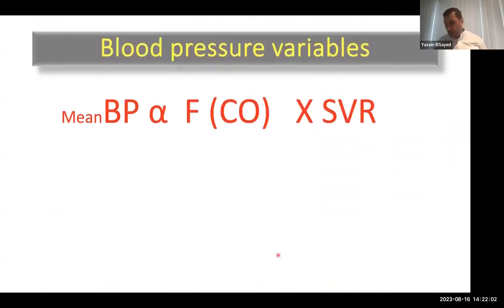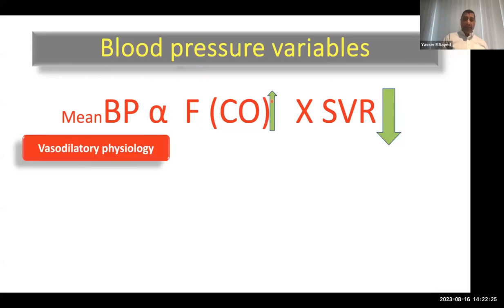Then if you combine cardiac output and blood pressure to get the systemic vascular resistance together, we can understand more about the variables. Here the mean blood pressure is directly proportional to, not equal to, the cardiac output, as a surrogate marker for blood flow, and systemic vascular resistance. If the systemic vascular resistance significantly dropped with a slight increase in the cardiac output, that's consistent with vasodilatory physiology.